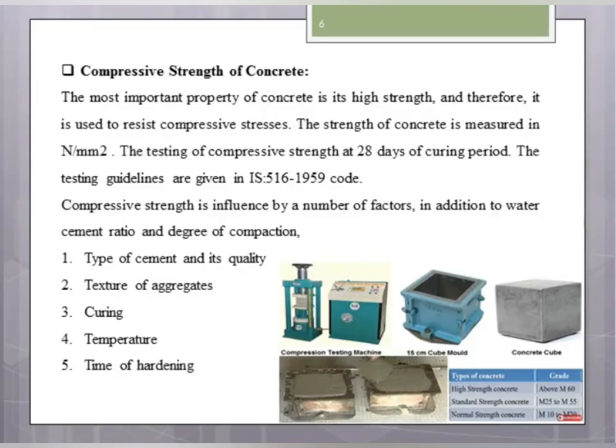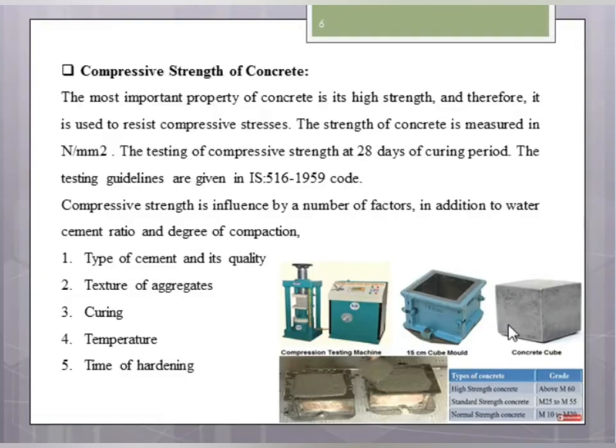The compressive strength is tested at a 28-day curing period. The code has given that, and I have told you earlier also that we consider complete hydration at 28 days, so that strength we consider for the testing. The compressive strength is influenced by a number of factors. There may be chances that you will not get the expected compressive strength at that particular day of curing. So what are the factors affecting it?